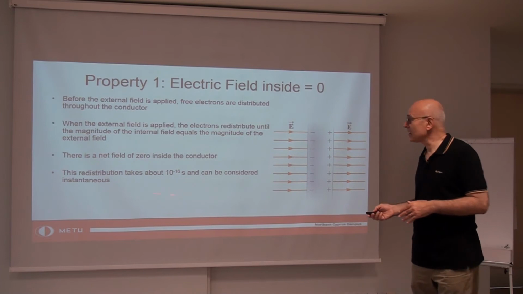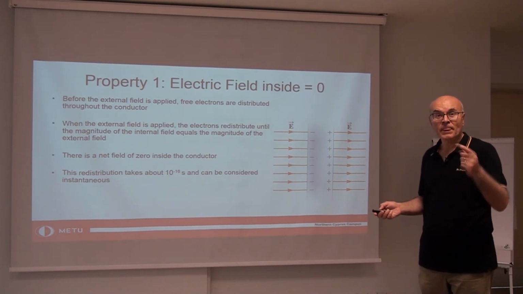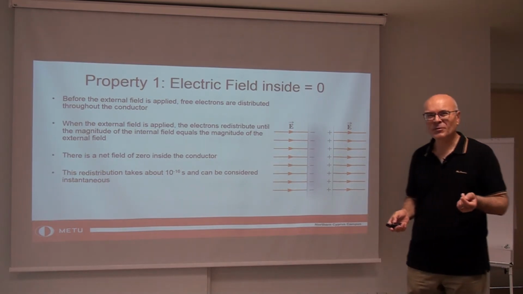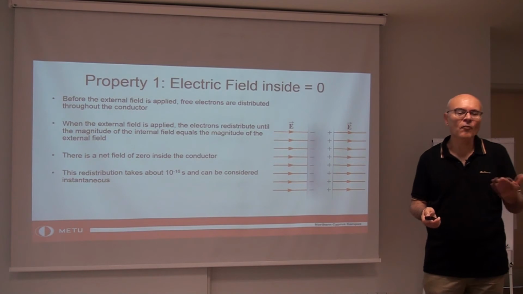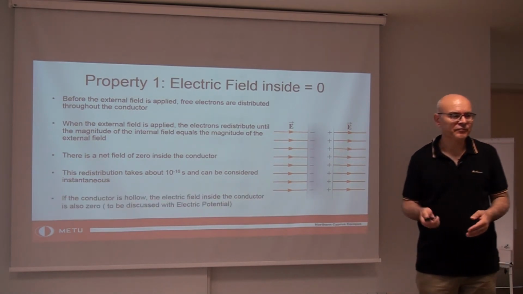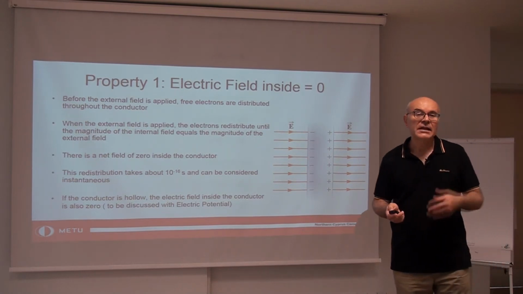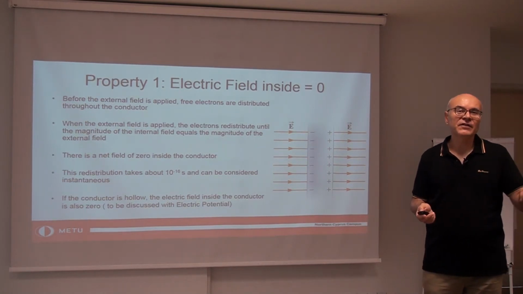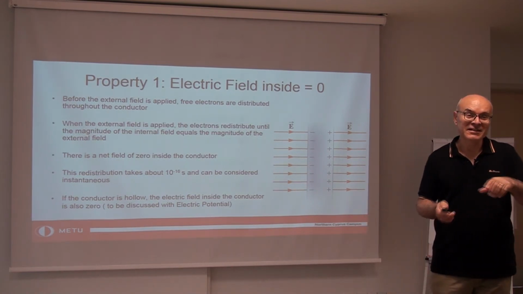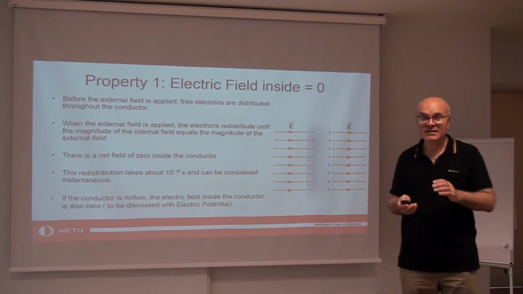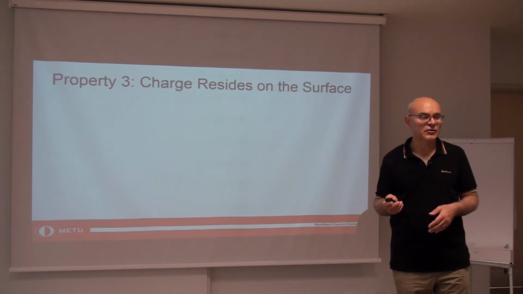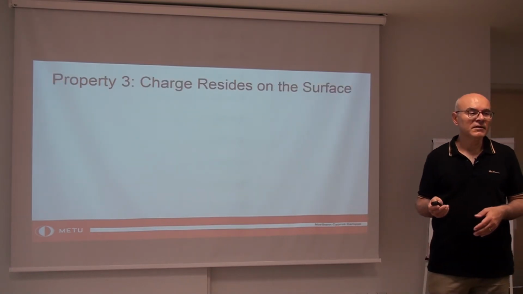Now, how long does this process of redistribution of the charge to restore static equilibrium take? In a typical conductor, this is of the order of 10 to the minus 16 seconds, which means for all practical purposes it is almost instantaneous. Even if the conductor is hollow, the electric field inside it is still zero. That is outside the cavity, within the material of the conductor. We will discuss this later when we consider the potential.